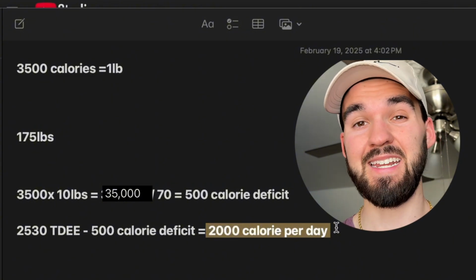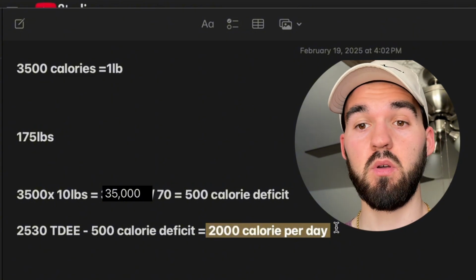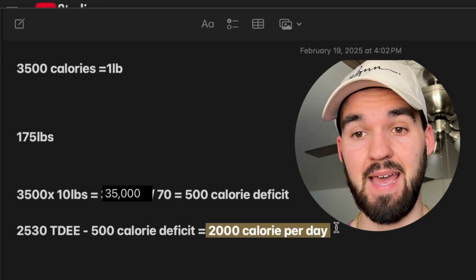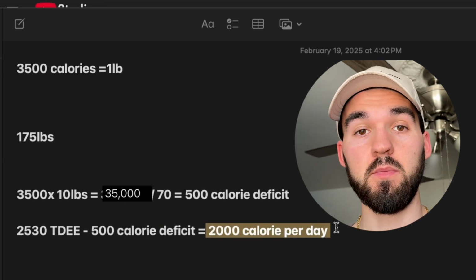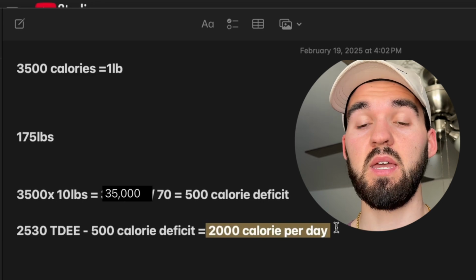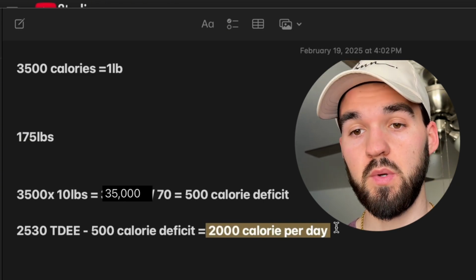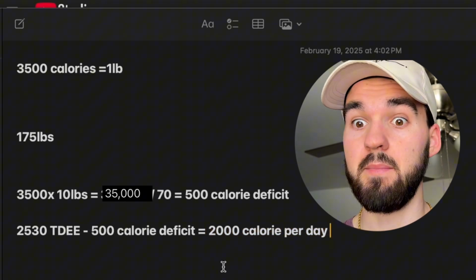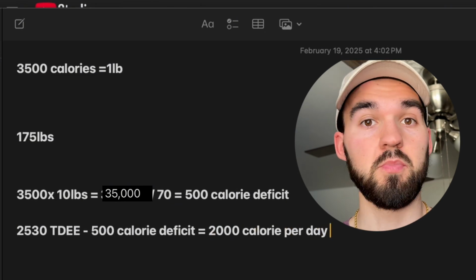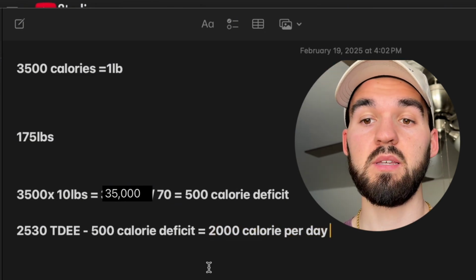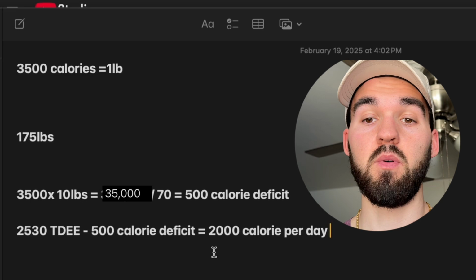Again, these are all just educated guesses and ranges, so they're not going to be exact. So you might have to play with the number a little bit depending on what your weight does, but stay consistent with that. If you're in a 500 calorie deficit, you will lose weight. These numbers aren't going to be that much off for most people, as long as you put all your stats in right. So 2,000 calories per day is what I should be eating if I want to lose around a pound a week.